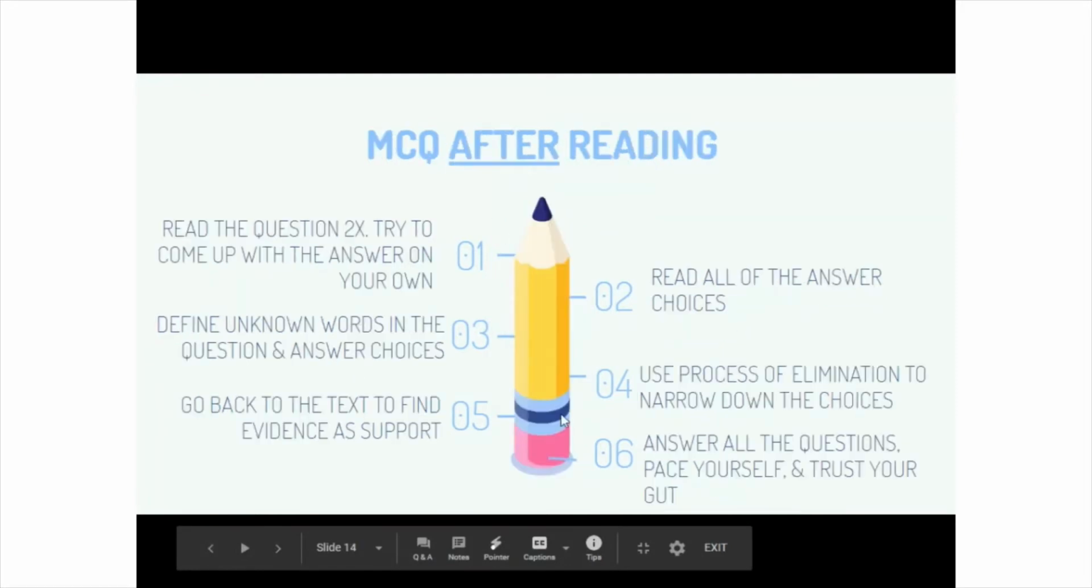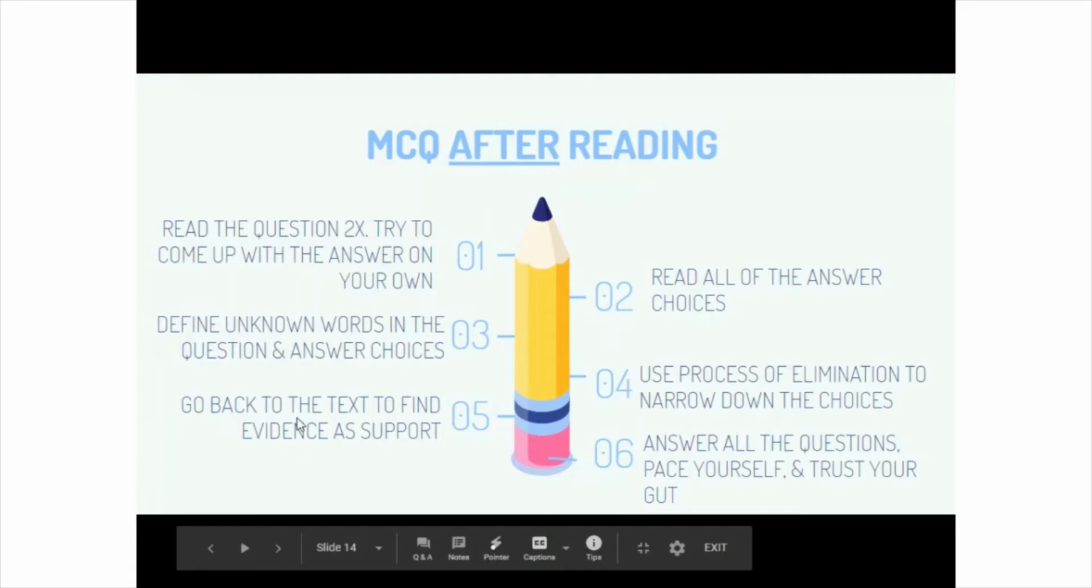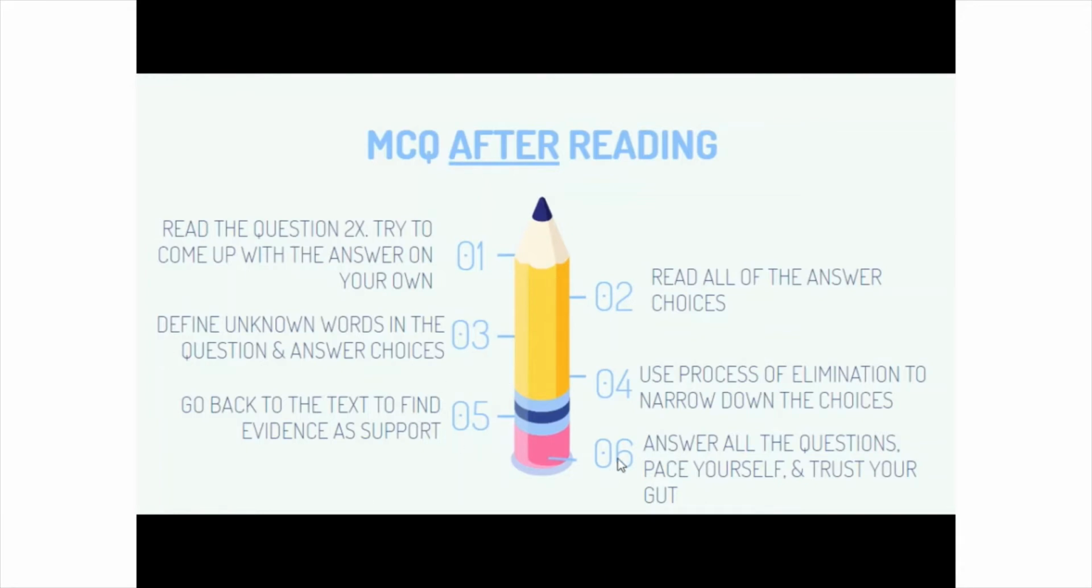After reading, you're going to go back to the questions, reread them again, and come up with your own answer while covering up the answer choices so that you can go with your gut feeling, and then read the answer choices and see if they match. If you need to define any words, define words, eliminate, go back to the text. Always, always do this, especially to double check, and then make sure you answer all of them and move on.